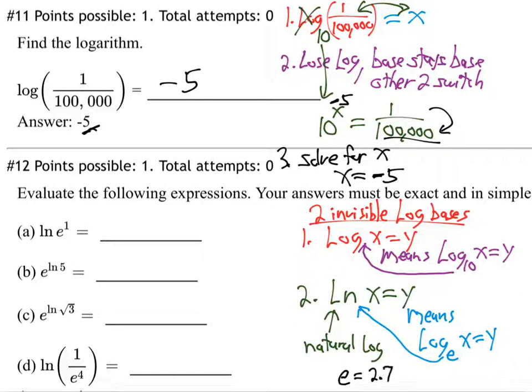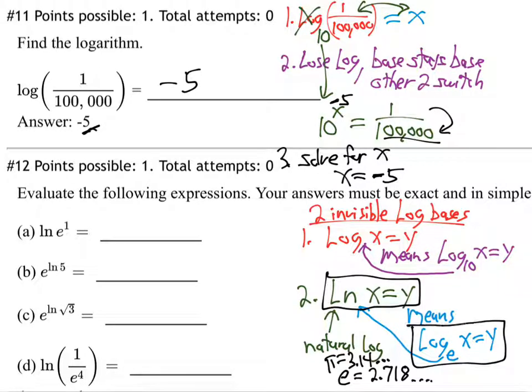E is 2.718, blah, blah, blah. It's a special number that math and science people use. Like pi is 3.14 and it also goes on and on. So when they write ln, they mean log base that special number, E. So there's two invisible log bases. If they just write the normal word log, the base is really 10. If they write ln instead, that's still a logarithm. It's natural log backwards, and it means the base is e.